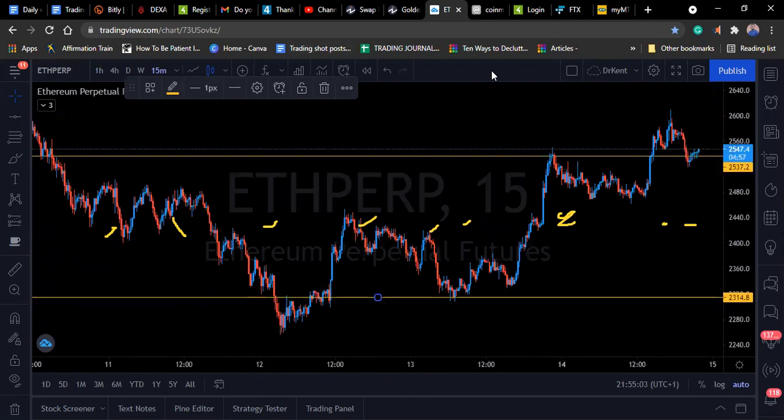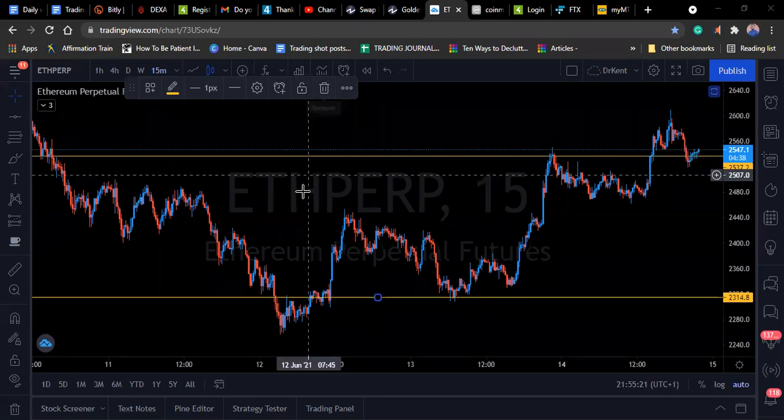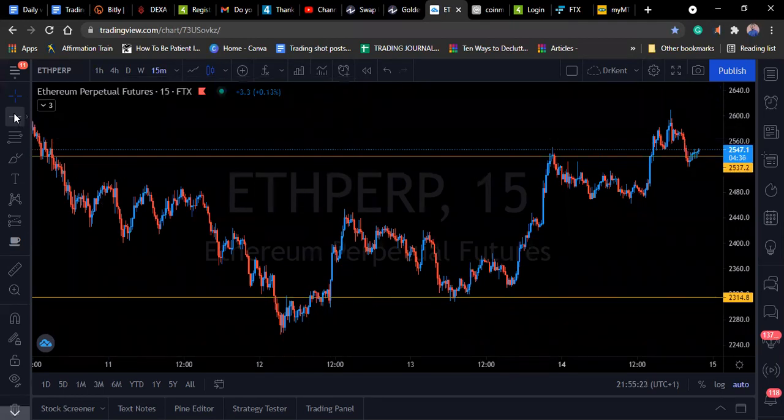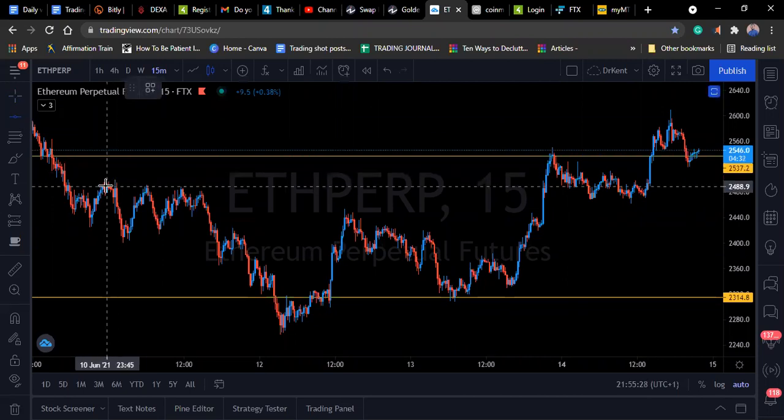The other levels I now draw out on this 15 minutes time frame are my minor support and resistance levels. So the first ones were my key levels because I drew them on a time frame that is higher than this. So let me see, what are my minor levels now? I will see where there's reaction.